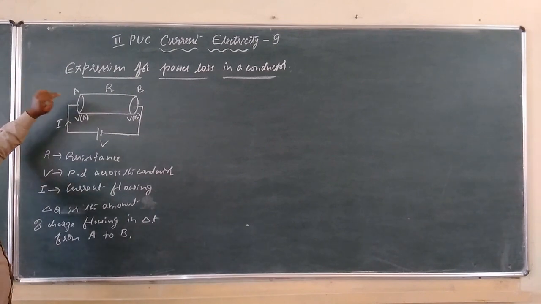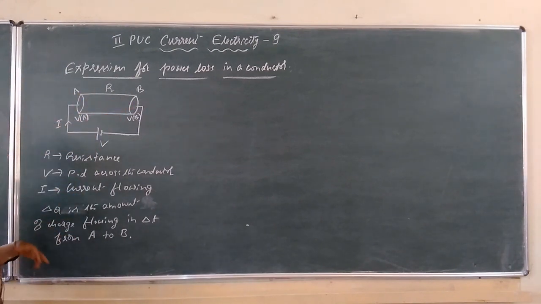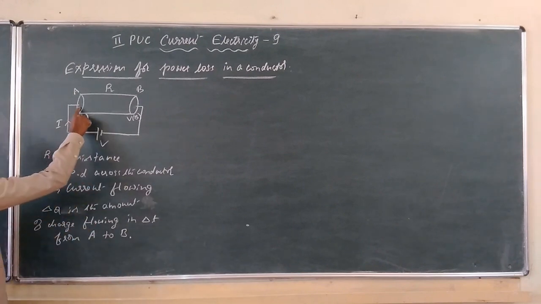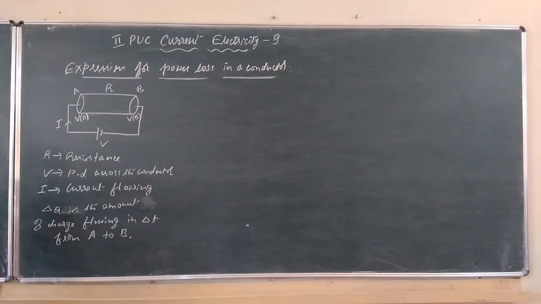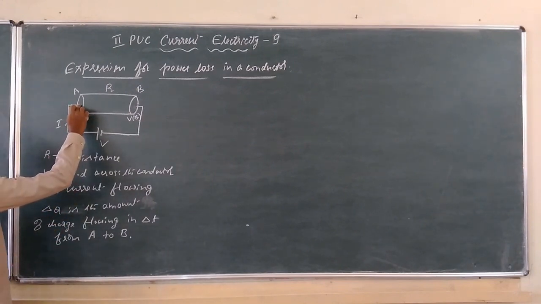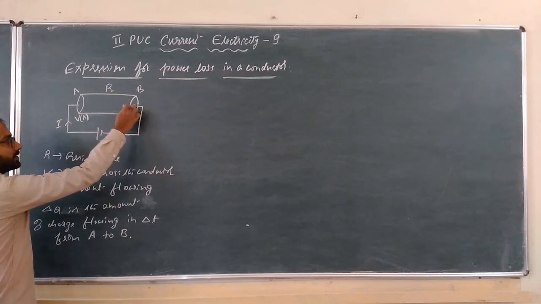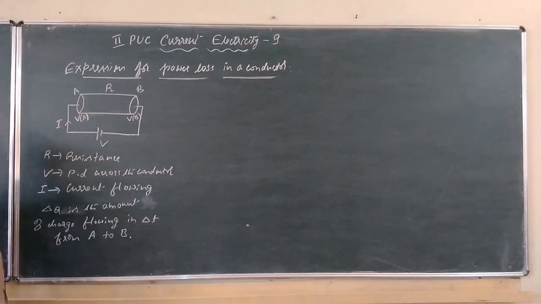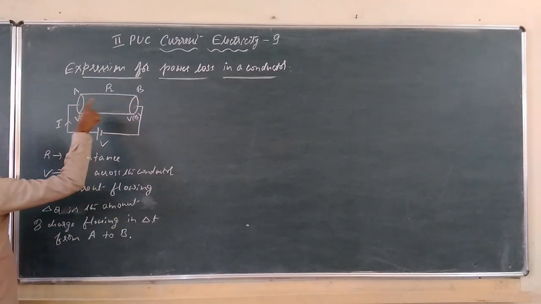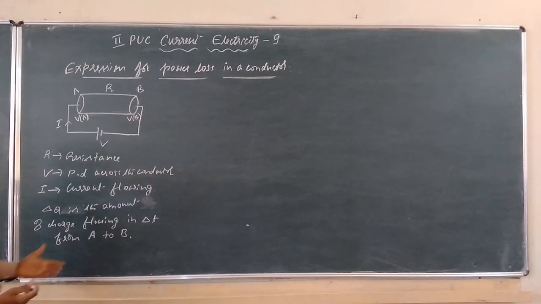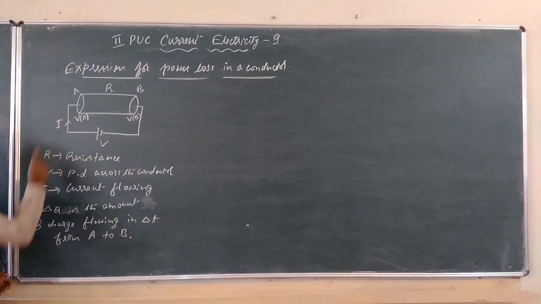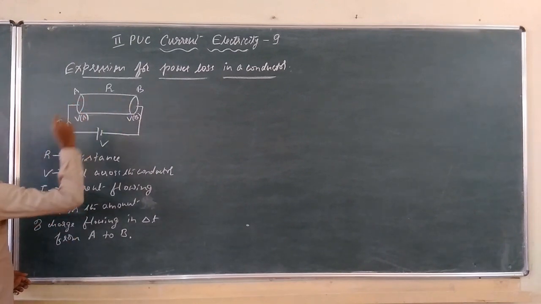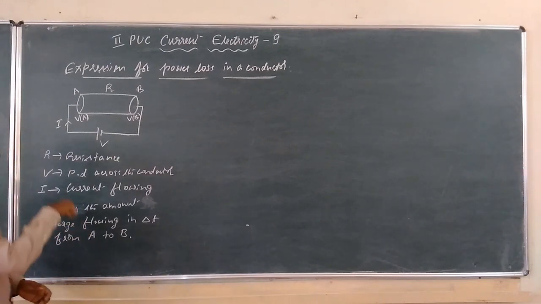When the charge flows from A to B, its potential energy changes because the potential at this point and this point are different. So what is the change in potential energy? This end is at higher potential, and this end is at lower potential. Current always flows from higher potential to lower potential, or positive charges flow from higher potential to lower potential. So as the charge delta Q flows from A to B, its potential energy decreases.